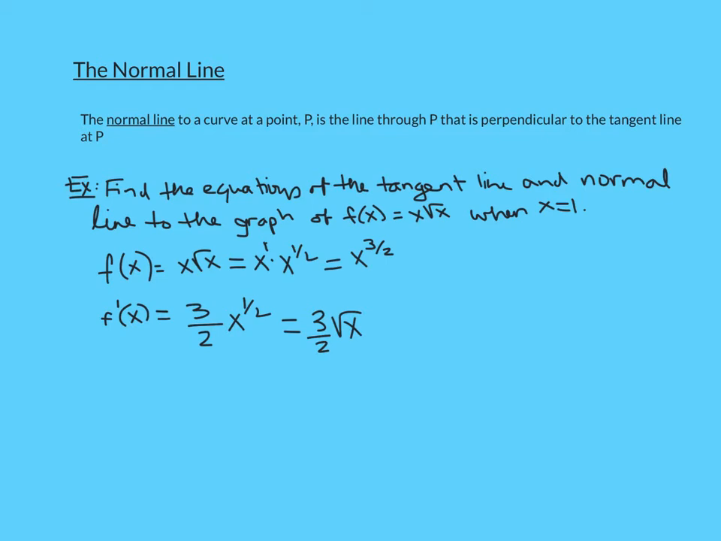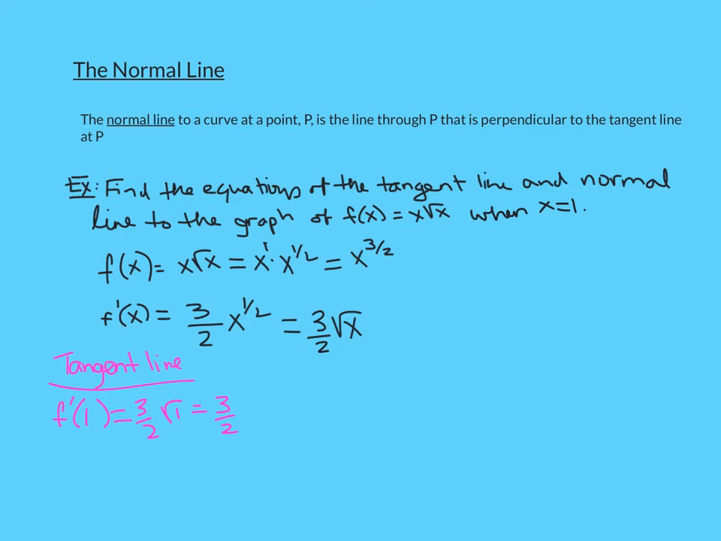So I'm going to start by finding my tangent line. And I know that my slope of the tangent line is going to be equal to my derivative at that point. So I'm going to be finding f prime of 1, which is going to give me 3/2 times the square root of 1, or 3/2. So that's my first thing.